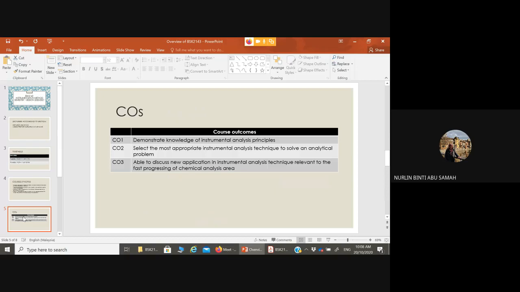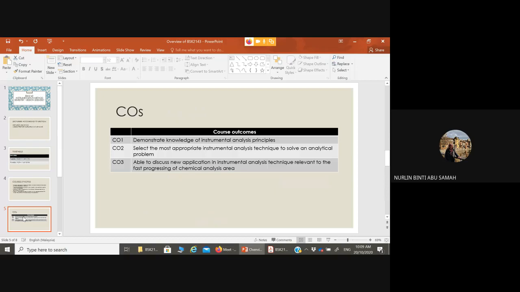Now let's look at the CO, the course outcome. The first course outcome is to demonstrate knowledge of instrumental analysis principles. Basically, you will be exposed to the concept of instrumentation, how the instruments are set up based on what concept. That is what you will learn in this course.